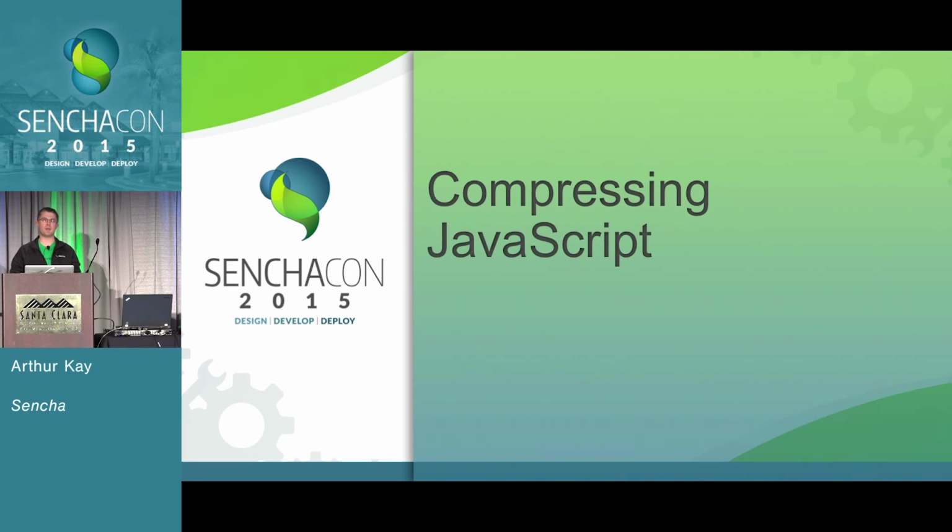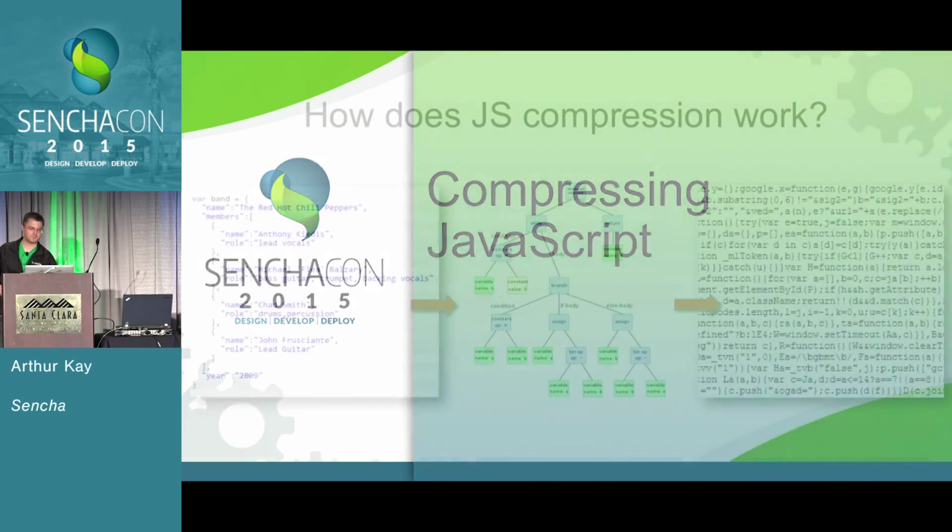For example, Sencha Cmd defaults to using YUI Compressor as its JavaScript compression tool, but you have the option of using Google Closure or UglifyJS. And as you're going to see in a few minutes, there's no clear-cut answer as to which one you should use. It's going to involve some testing on your part, but we're going to dive into a real-world example.